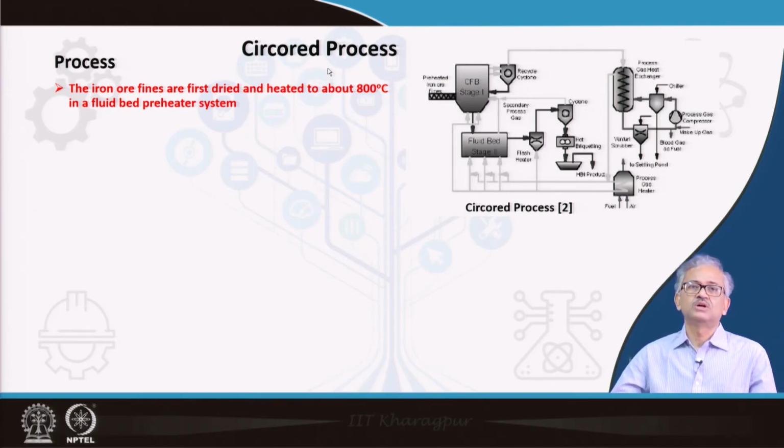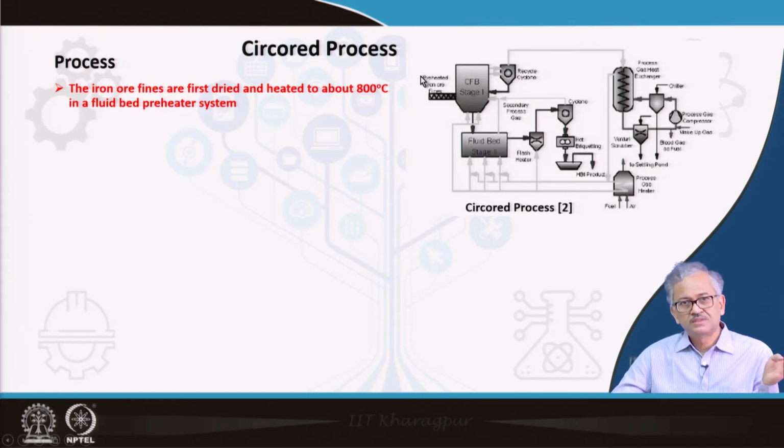And then another process is called the Circored process. In the Circored process, the idea was again to reduce the furnace operating temperature such that the fine agglomeration doesn't take place. So here the main idea is to use hydrogen as the sole reductant. So only hydrogen. Okay. In this, I will just talk about the process first.